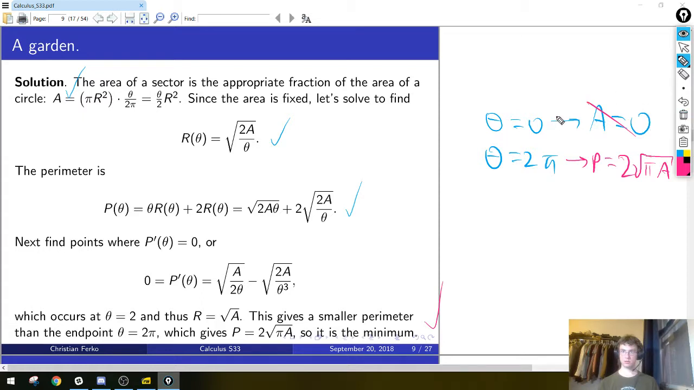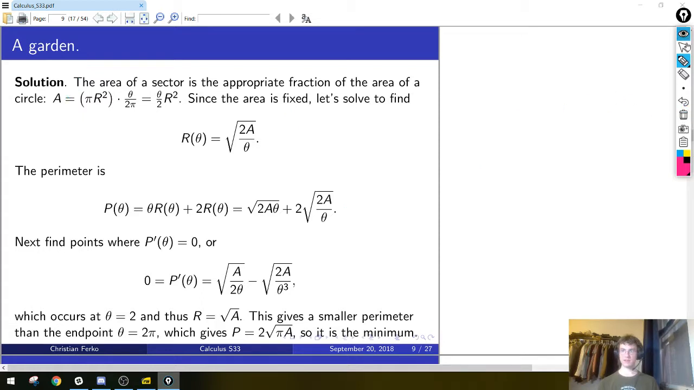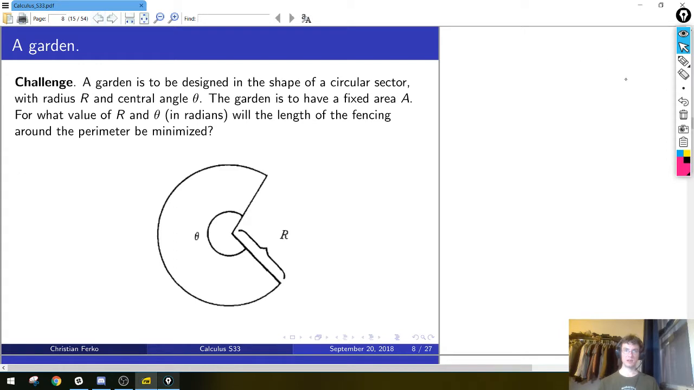Yeah, by fixed I mean, in the problem statement we were handed some number a. By fixed area, I mean the person who's handing you this problem says the area has to be some number which I tell you, right? The area has to be like 10 square meters. So it's fixed, you have to have that area. If you don't have that area, it's not a solution to the problem. So if the area is fixed and you say, all right, my solution is theta equals 0.